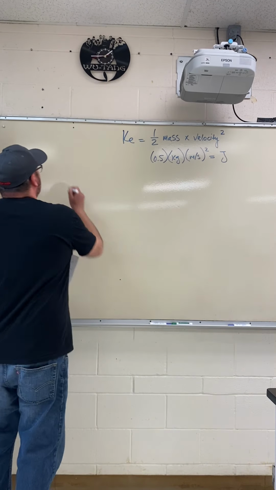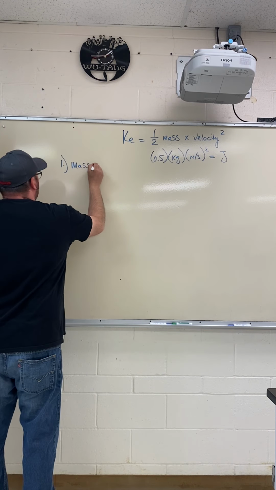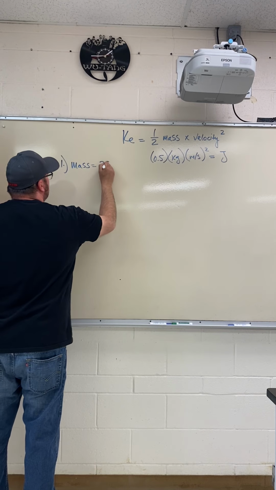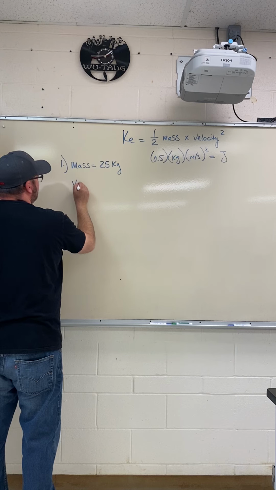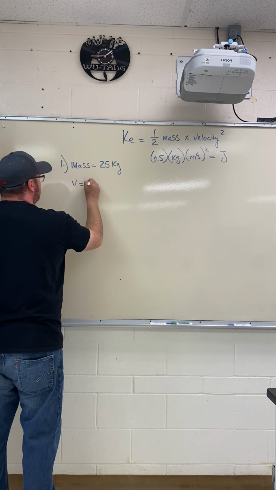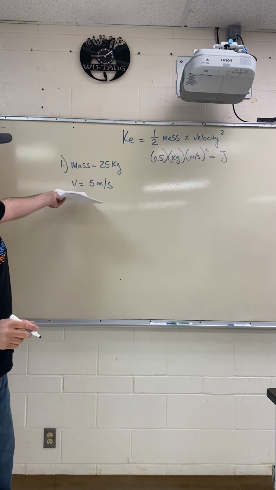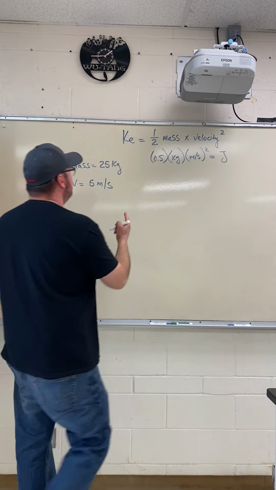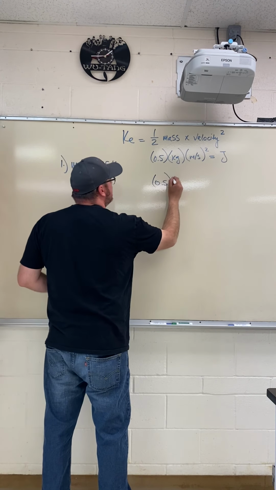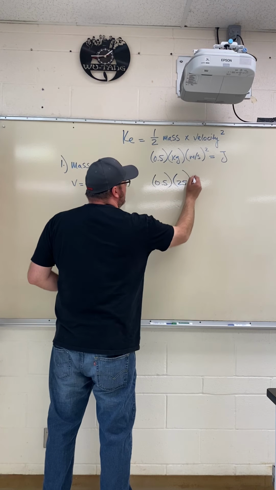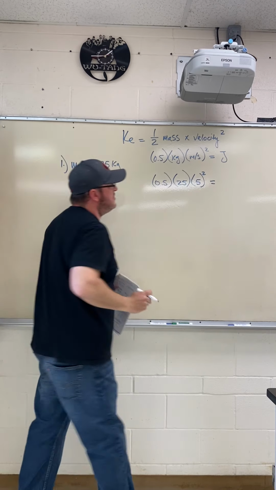So the first problem I got for you guys, using my formula, is I've got an object that has a mass of 25 kilograms, and its velocity is equal to 5 meters per second. So I've got a mass, I got a speed. I'm going to use my equation, and I'm going to set it up just like I would in my calculator. So I got 0.5 times 25 times 5 squared.